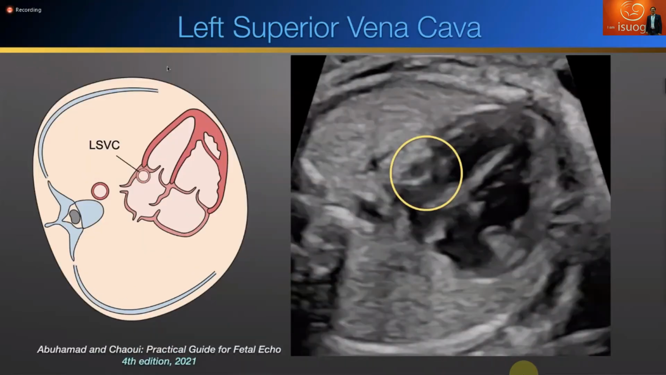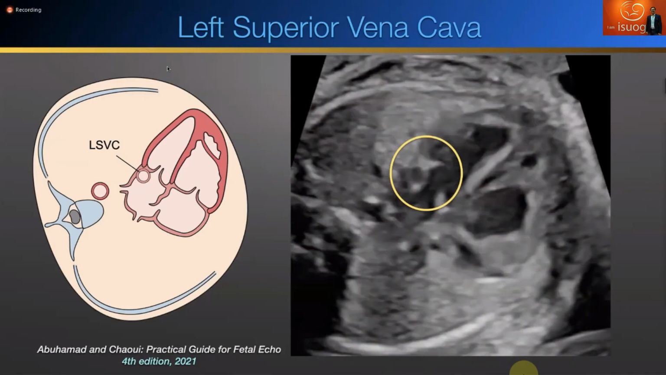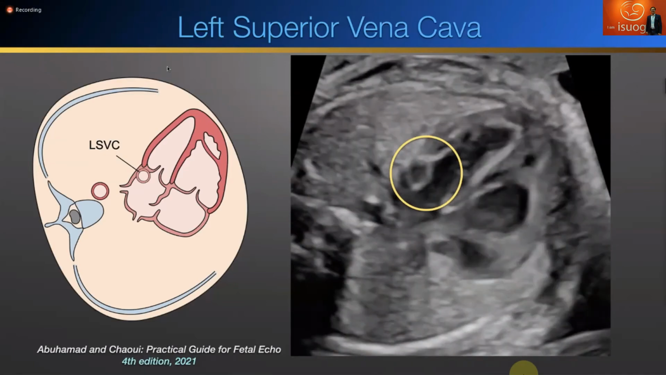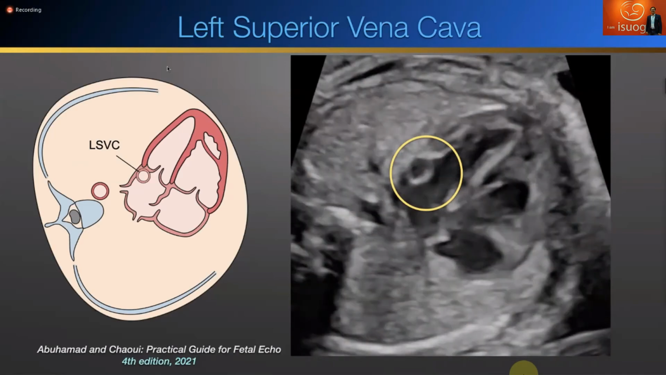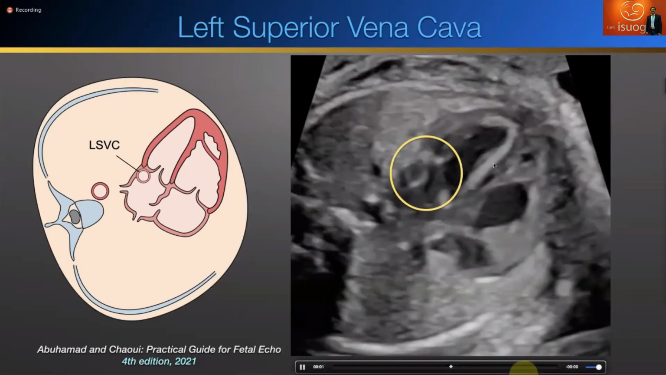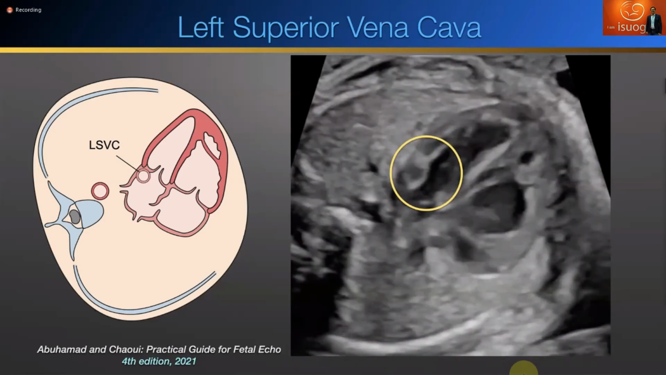Now, here also, if you are focusing on the posterior region, and you remember I told you about the veins, this is one of the most common vein anomalies. 1 out of 300 fetuses have this abnormality, which is the left superior vena cava, typically associated with a narrow left ventricle. And once you suspect a coarctation, you should seek this condition as well.